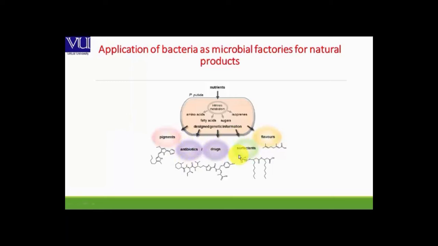The drugs and surfactants. A surfactant is a substance which tends to reduce the surface tension of a liquid in which it is dissolved. Many microorganisms, especially bacteria, produce biosurfactants when grown on water-immiscible substrate. Biosurfactants are more effective, selective, environmentally friendly, and stable than many synthetic surfactants. Most common biosurfactants are glycolipids. And the next category is flavors.